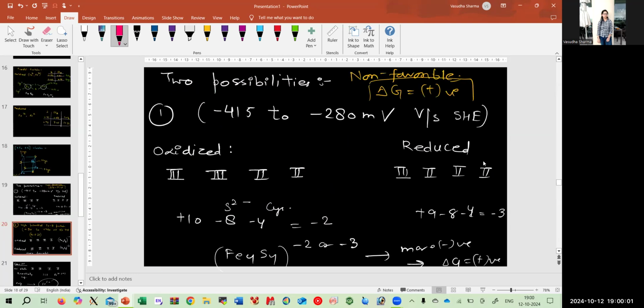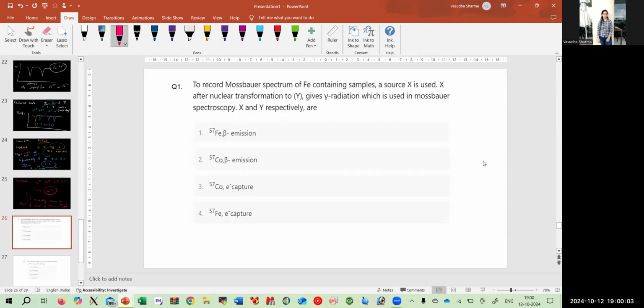So if there is any question, please let me know. Here are some assignments because there were 2 or 3 samples which have been left, so we just need to revise the concepts. The first question: to record the Mossbauer spectrum of iron-containing samples, source X is used. X after transformation to Y gives the gamma radiation which is used in Mossbauer spectroscopy. X and Y respectively?